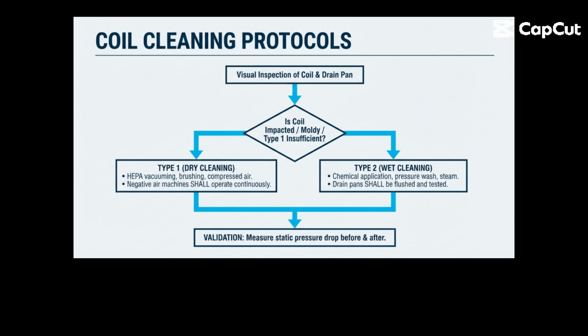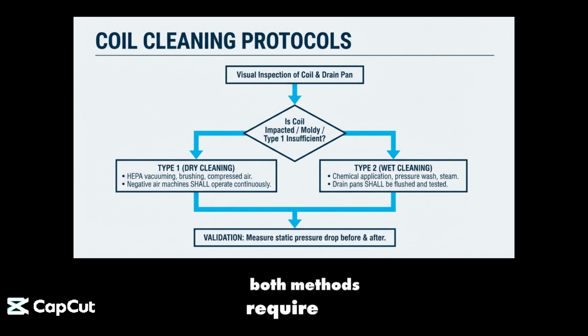Coil cleaning starts with a visual inspection. If the coil isn't impacted or moldy, Type 1 dry cleaning using HEPA vacuuming and compressed air is used while negative air machines operate continuously. If Type 1 is insufficient, Type 2 wet cleaning applies chemicals and pressure washing, and drain pans shall be flushed. Both methods require measuring static pressure drop for validation.